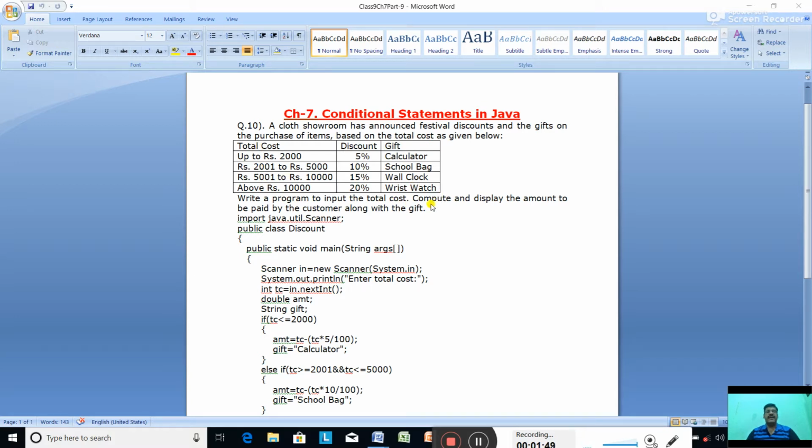Now write a program to input this total cost and compute and display the amount to be paid by the customer along with the gift. So the amount to be paid will be total cost minus discount. First we have to input the total cost. Now let us do it.